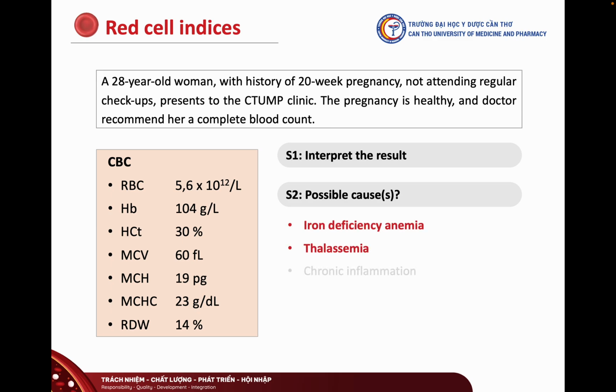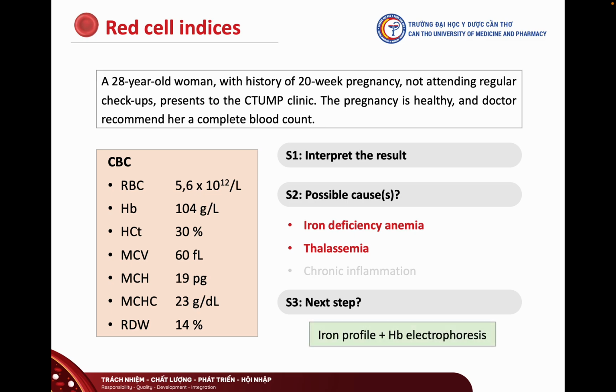We need more data, specifically an iron profile and a hemoglobin electrophoresis. In this case, the iron profile has been done, and her ferritin level is within the normal range. That means her iron stores are not depleted. So the likely diagnosis here is thalassemia trait or minor, not iron deficiency. And that brings us to an important point.